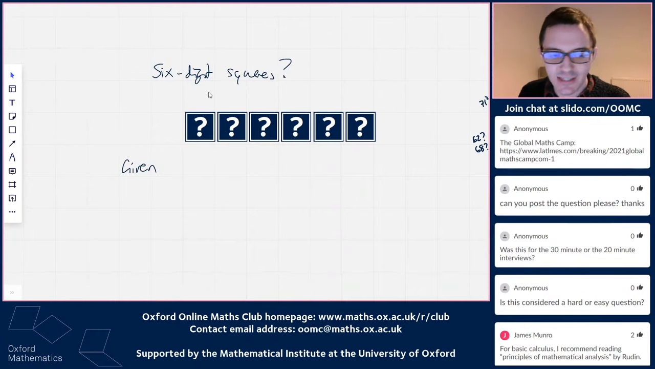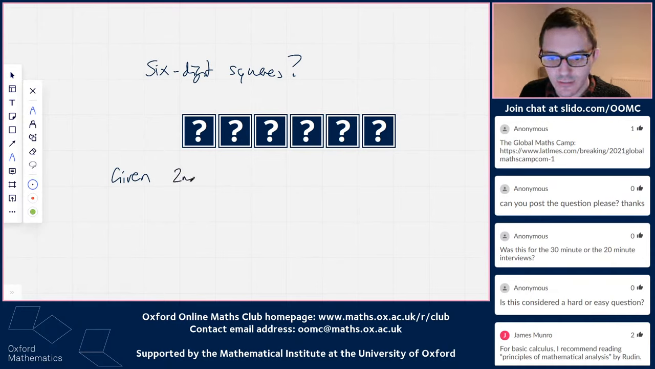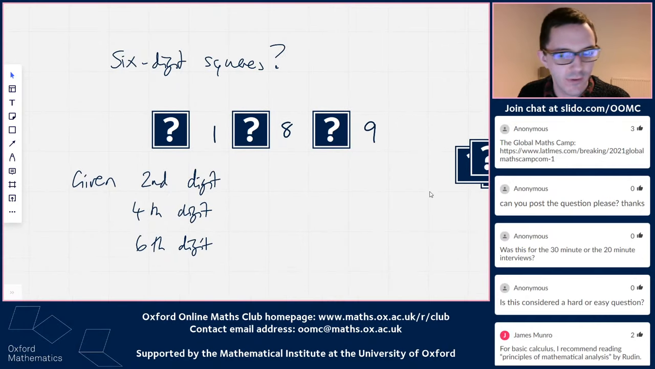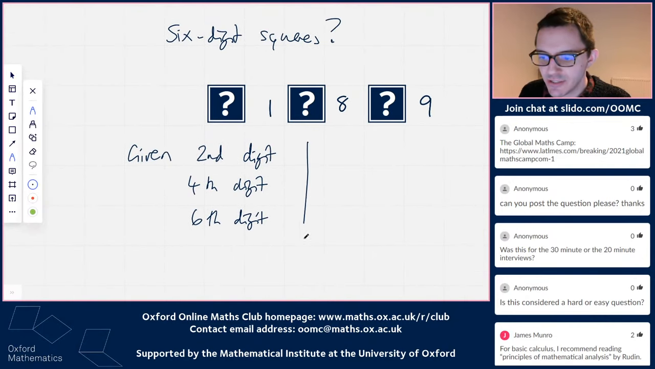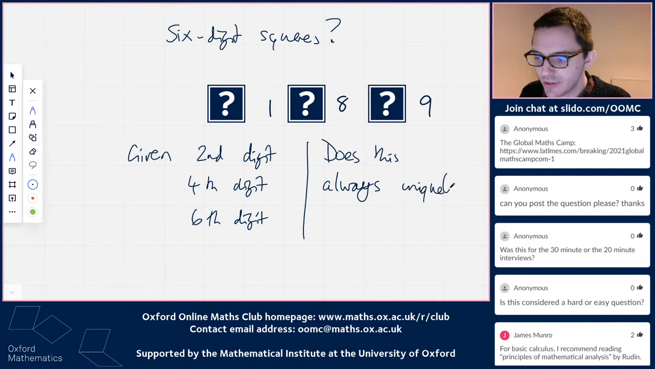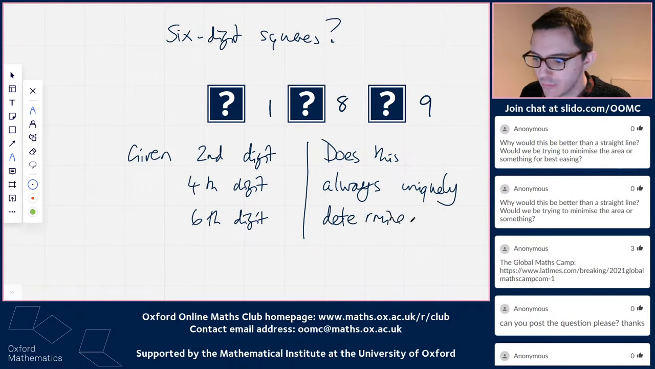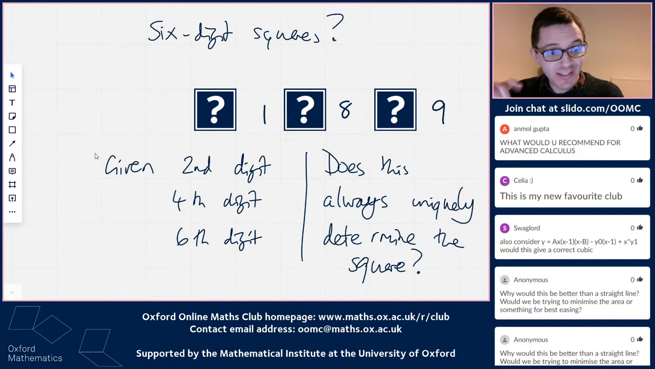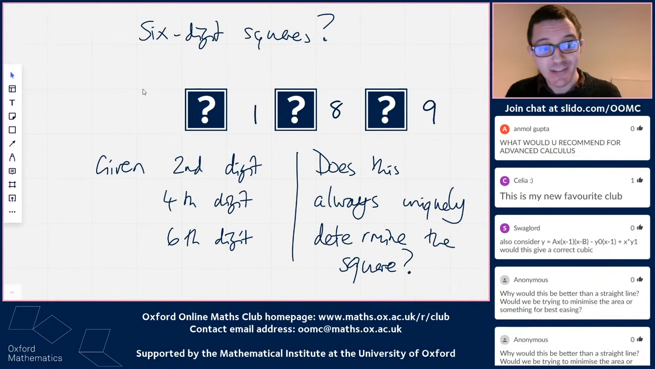Here's the problem. Let's say I give you the second digit, the fourth digit, and the sixth digit. So let's say I reveal to you the second digit, the fourth digit, and the sixth digit. Here's the question. Does this always uniquely determine the square? So I guess what I'm asking here is, if I do this sort of puzzle, is it like the very first ones we did, where there was a unique answer? Or is there sometimes not a unique answer?